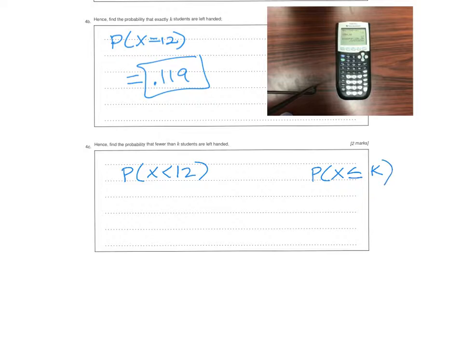So we always have to take whatever we're trying to find and rewrite it as a less than or equal to statement. Well, the probability of X being less than 12, that less than 12 people are left-handed, would be the same as there being 11 people or less. Because there can't be a half person, there can't be 11.5 people. So the next option is for there to be 11 people, which would be included in the less than 12, or less than that.